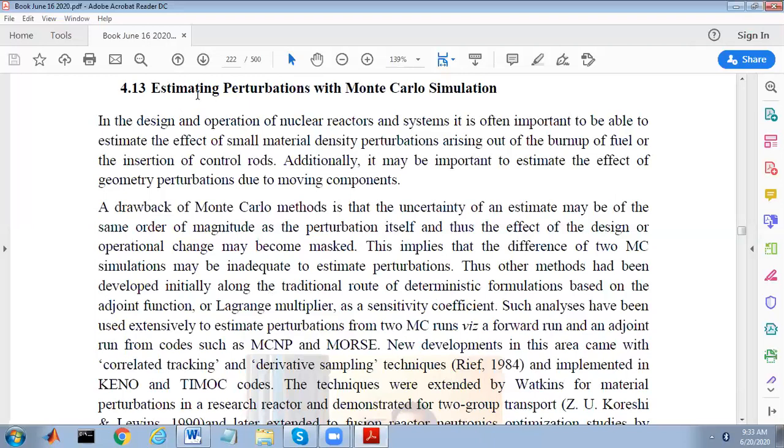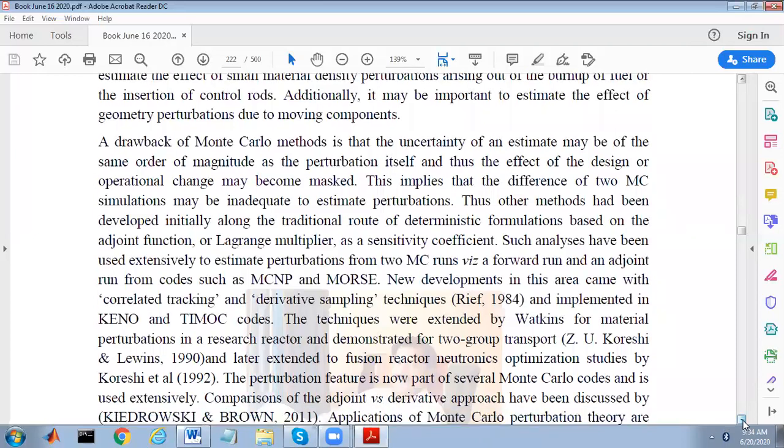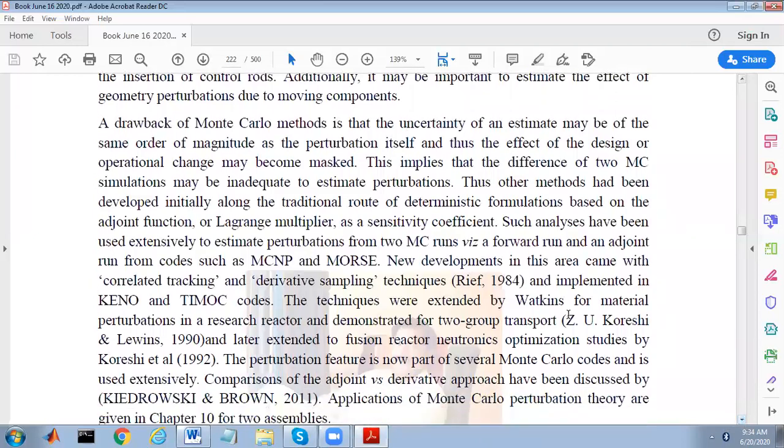Now, those were for functions that you knew. Now here you're dealing with a situation where you do not have a function. So how can you estimate the effect of a perturbation with Monte Carlo simulation? First of all, can you or can you not? Well, the good news is that you can. And there are a number of ways of doing that, such as correlated sampling or derivative sampling. Now, these are the two techniques which I have applied and understood.